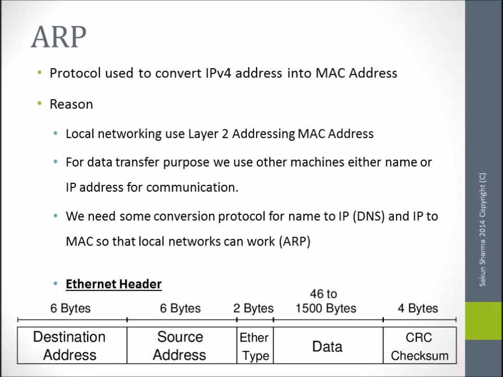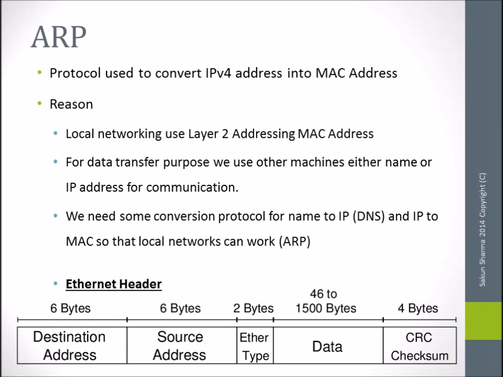So in local network layer 2, it uses the Ethernet protocol. If you see the Ethernet header, you'll find that for its addressing it uses source MAC address and destination MAC address. That means when two machines are in one network and they want to communicate with each other, they should know each other's MAC address. Then only they can communicate with each other.